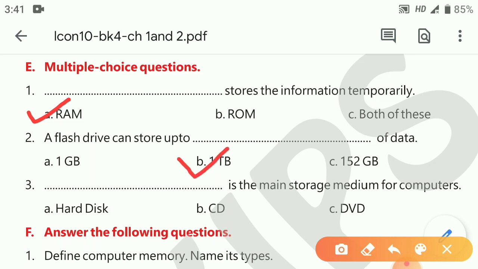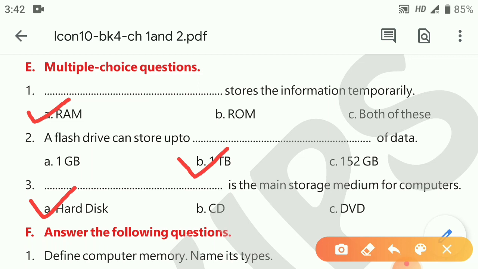Number 3. Dash is the main storage medium for computers. Which is the main storage medium for a computer? Yes, hard disk. So tick the option A in question 3. Hard disk is the main storage medium for a computer. Now students, question F. Answer the following questions. We will write in our notebook because here only 2 lines are given for writing answers.